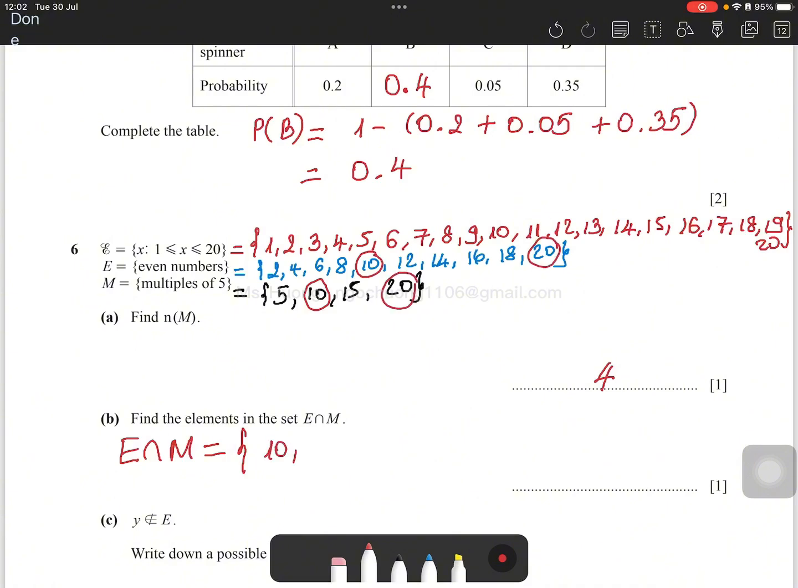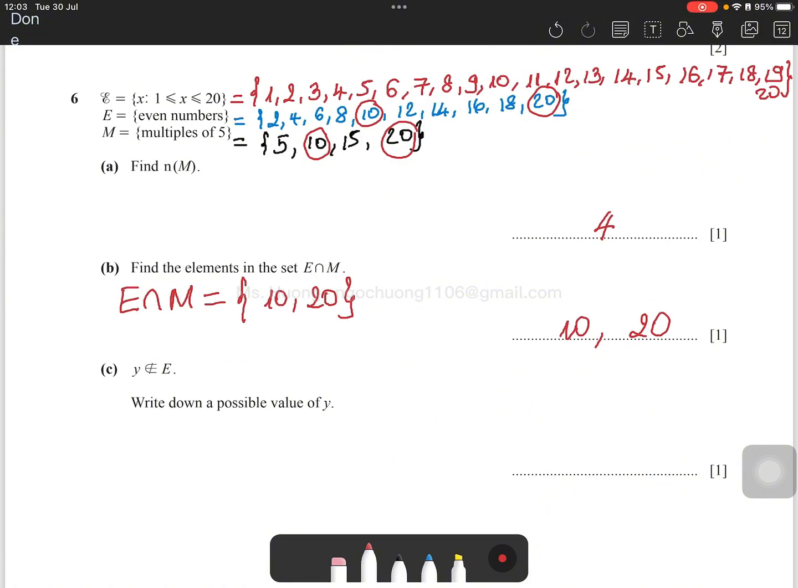So we say 10 and 20 are the elements of the set E intersection M. C. If Y is not an element of even numbers, this means Y is an odd number. So we write down a possible value of Y. Then we can choose any odd numbers in the universal set like 1, 3, 5, 7 or so. So I will choose 1 as my smallest answer.